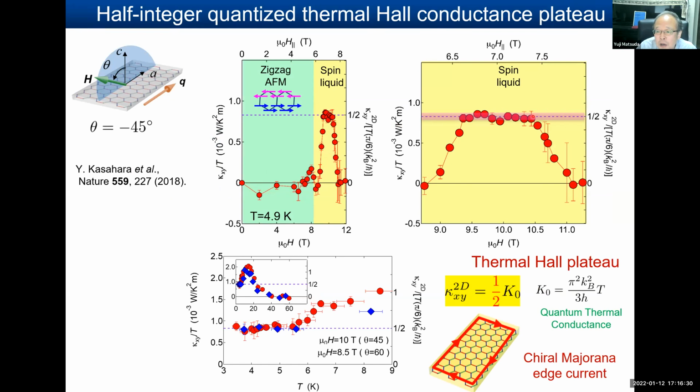And if we compare the thermal Hall effect per layer, the value is very close to half of the quantum thermal conductance. So this is evidence of the chiral Majorana edge current. The temperature dependence of kappa xy shows the plateau-like behavior. The plateau-like behavior is observed in the limited temperature range between 5.5 Kelvin and 3.2 Kelvin, as shown in these figures.